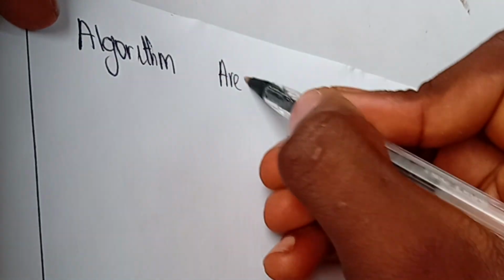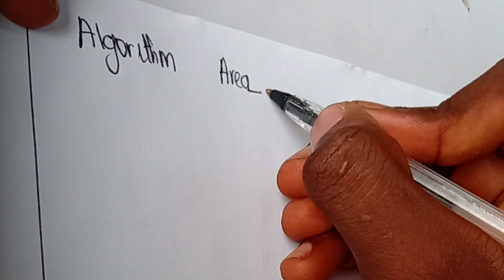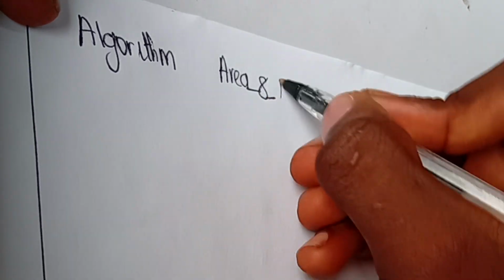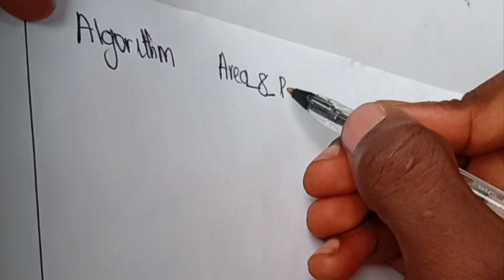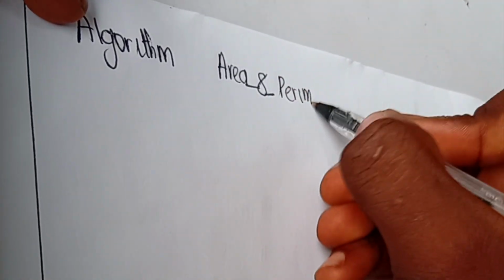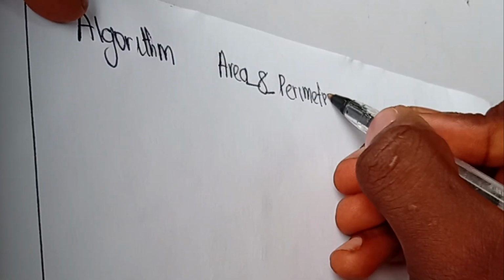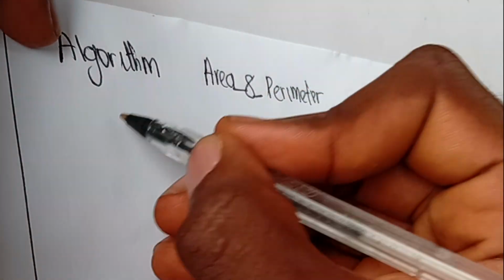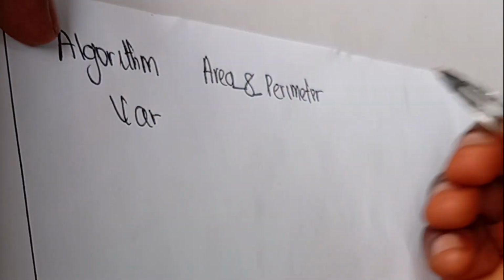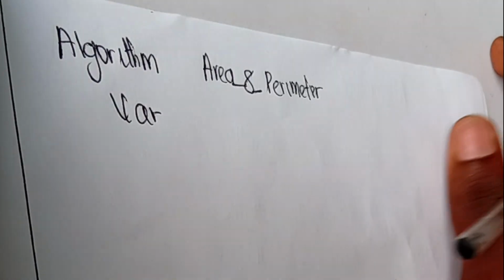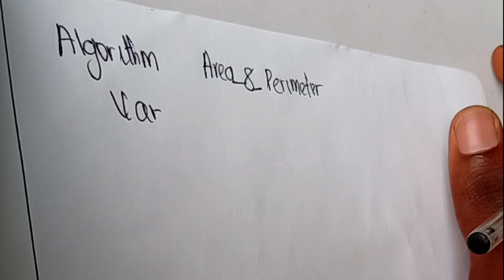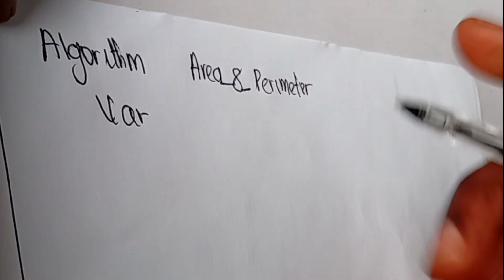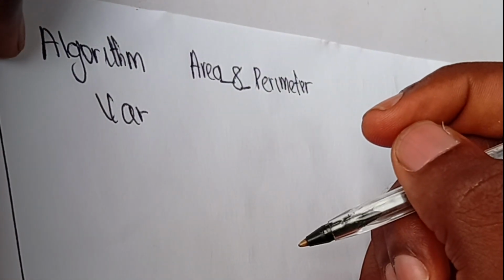algorithm followed by the algorithm's name, area and perimeter. Let's just leave the name short. Isn't it our algorithm? So we want to define our variables. Yes. Oh, I forgot to mention this, but there is no specific syntax for an algorithm. You just write it like that.